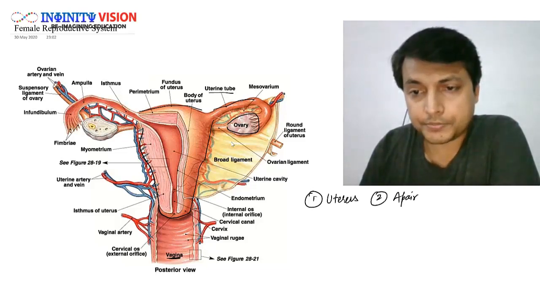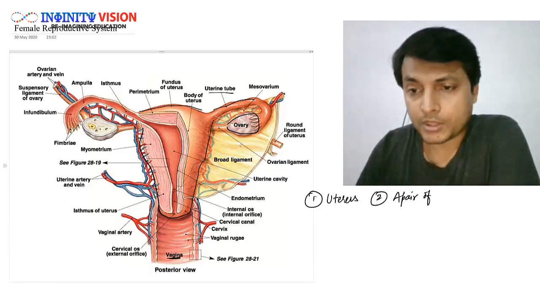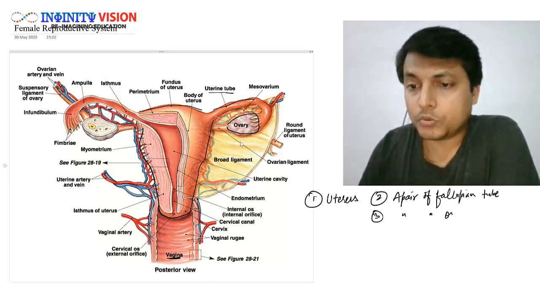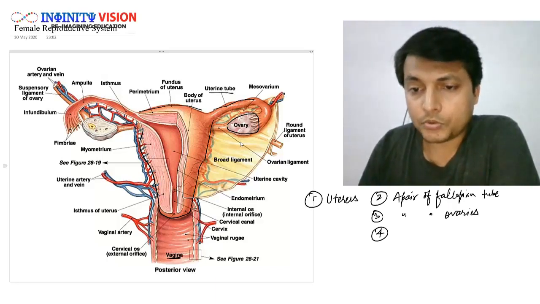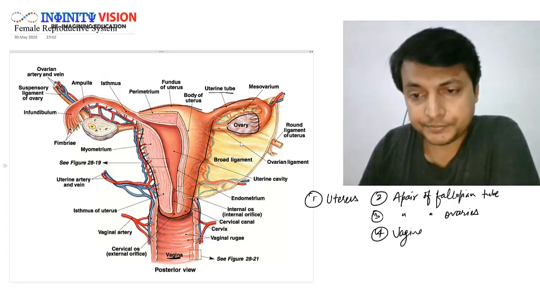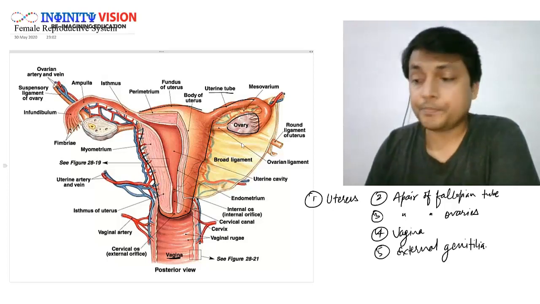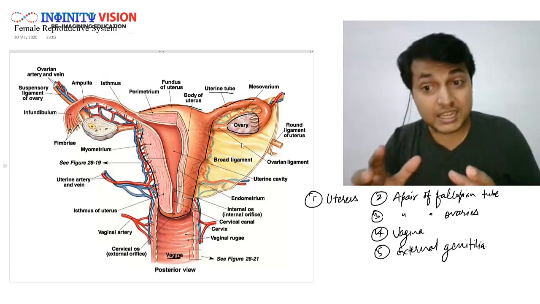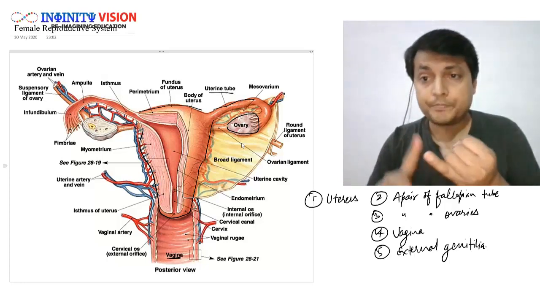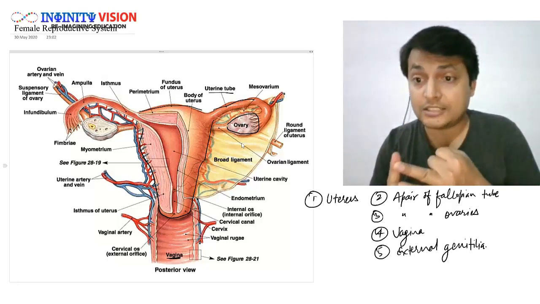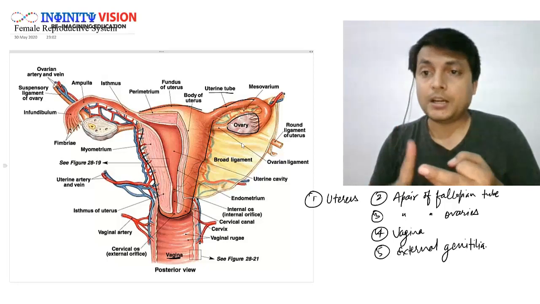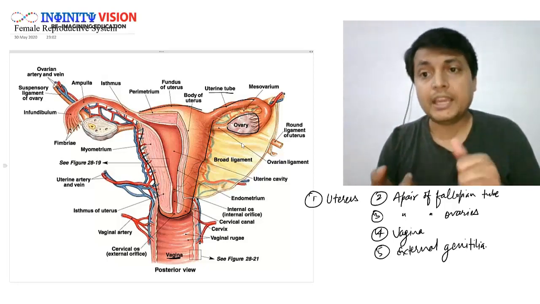Second, a pair of fallopian tubes. Third, a pair of ovaries. Fourth, vagina. And fifth, external genitalia. So the female reproductive system is mainly made up of these five things: uterus, a pair of fallopian tubes, which are also known as uterine tubes or oviducts, a pair of ovaries, vagina, and the external genitalia.